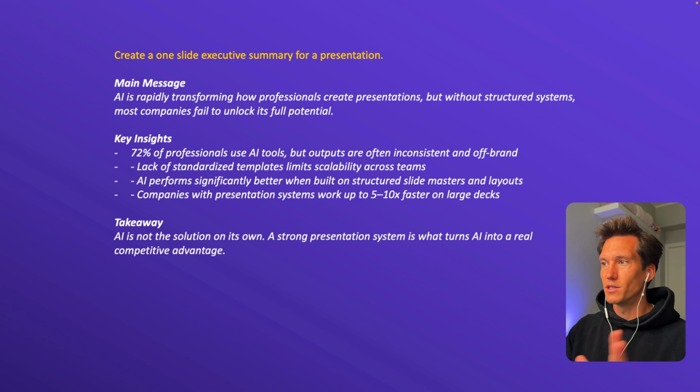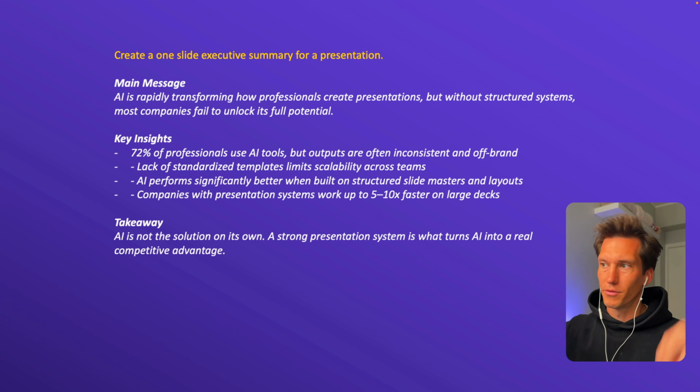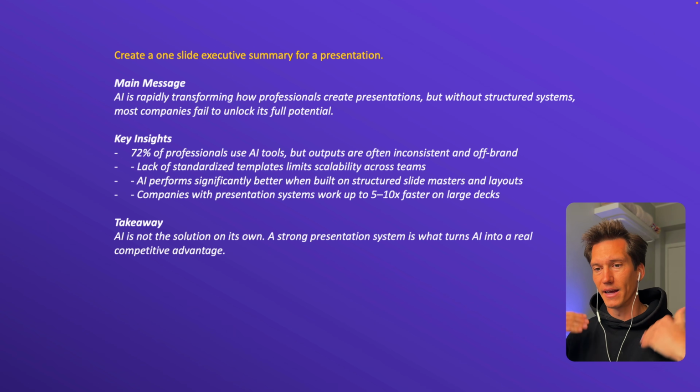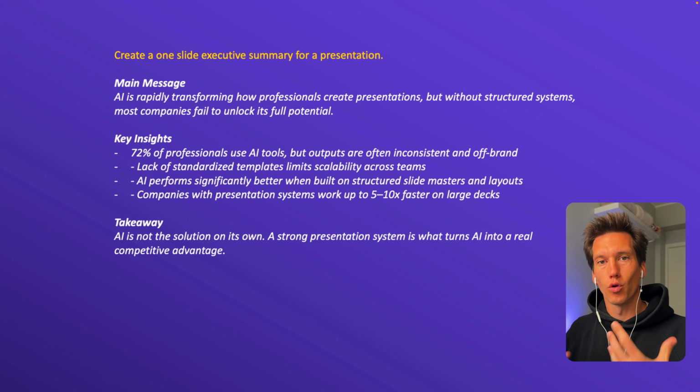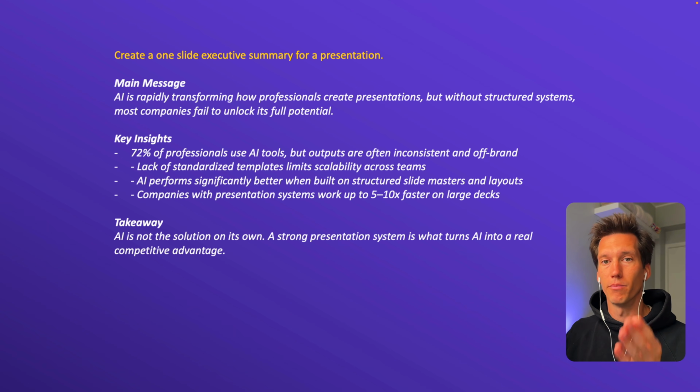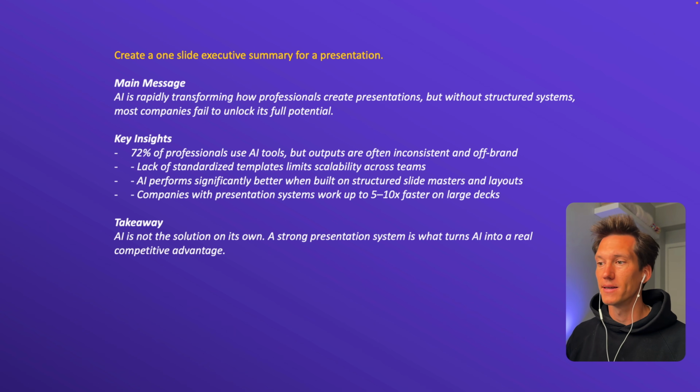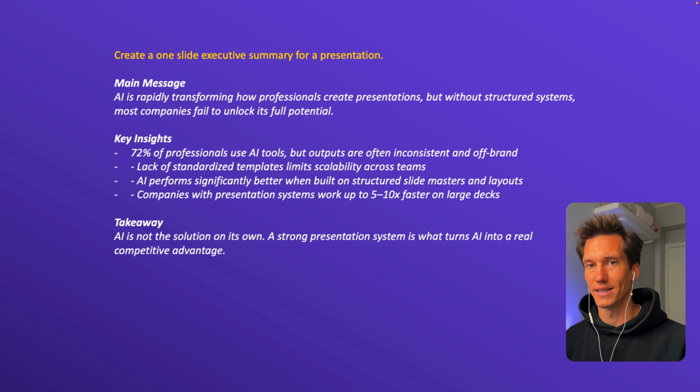Okay, so to start off, this is going to be the prompt that we use. What we see in the yellow, that's going to be our prompt, let's say. So create a one slide executive summary for a presentation. And everything in white, that's going to be the content of the slide. So we have a main message, a one to two sentence summary. Then we have the key insights, 4 points. And then we have a takeaway from the slides. So this is what we're going to throw into Claude and see how it works.